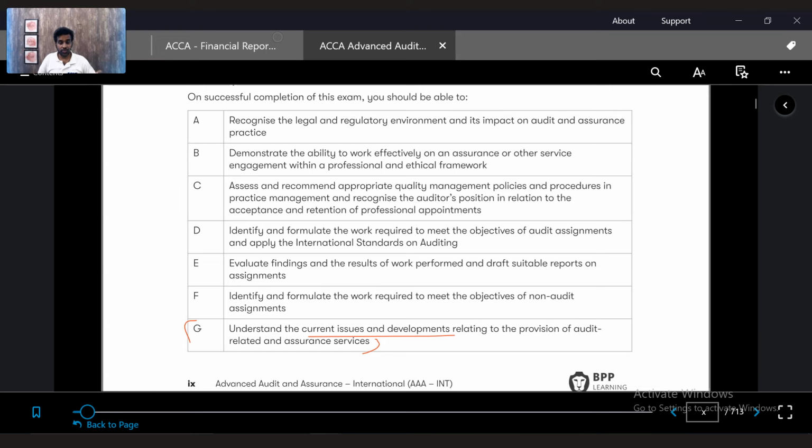This part is more practical. You will have to read a few technical articles to understand this particular part of the syllabus, which we will go through. We will also discuss the current issues while we are preparing for the exams themselves, through our revision kit questions.